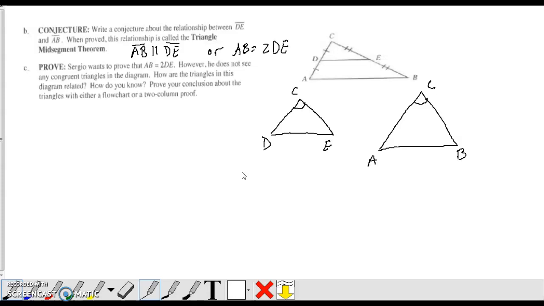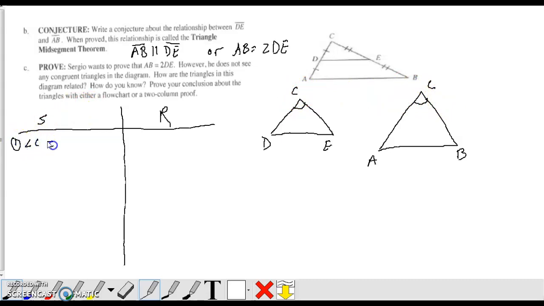So let's do a 2-column proof, since we were having some practice with a 2-column proof earlier. We have statements and we have reasons. Let's start off with what we actually know. We know that angle C is equal to angle C. So for my first statement, angle C is congruent to angle C. And why? It's the reflexive property, or we could say angle is congruent to self.